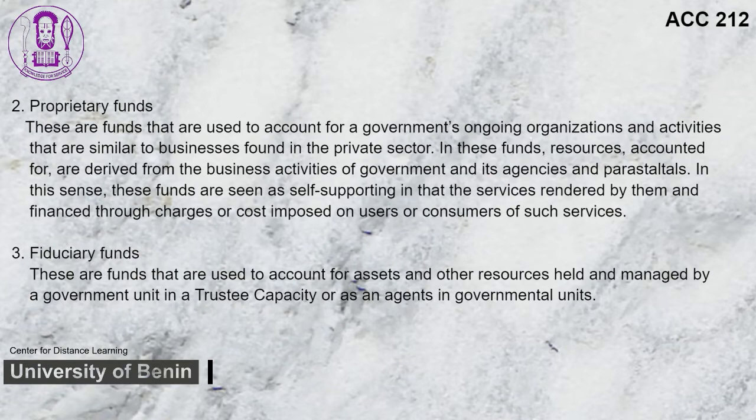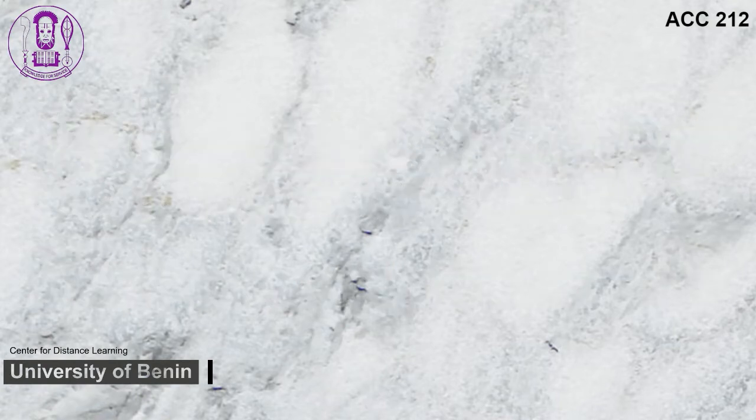3. Fiduciary funds. These are funds that are used to account for assets and other resources held and managed by a government unit in a trustee capacity or as an agent for governmental units. Types of funds. The following types of funds can be seen in the context of the broad categories of governmental, proprietary, and fiduciary funds. Generally, the following types can be distinguished.